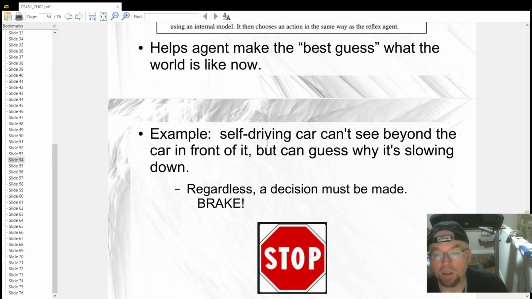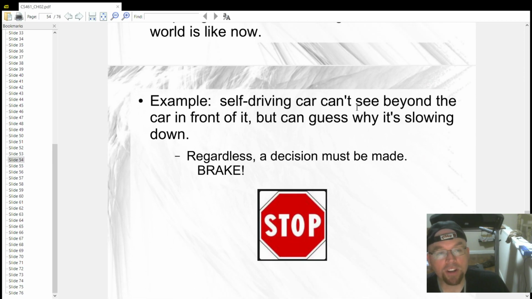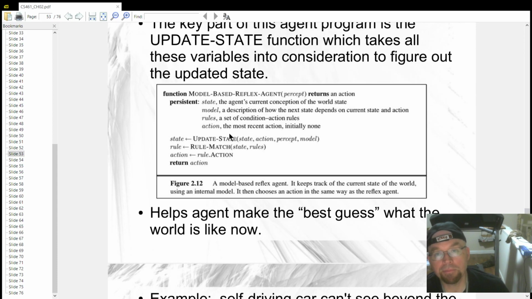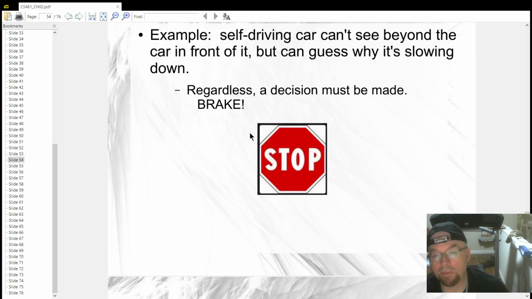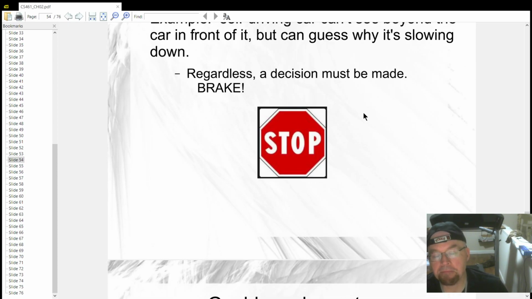Okay. All right. So a self-driving car can't see behind the car in front of it, but it can guess why it's slowing down. Okay. Where'd that guess come from? The update state function. Okay. So it has to make a decision. Brake. Stop. Okay.